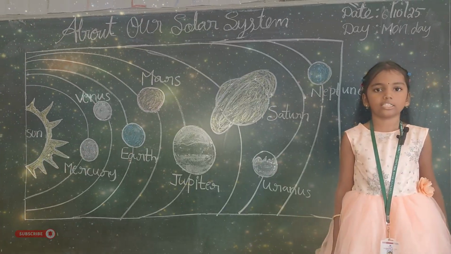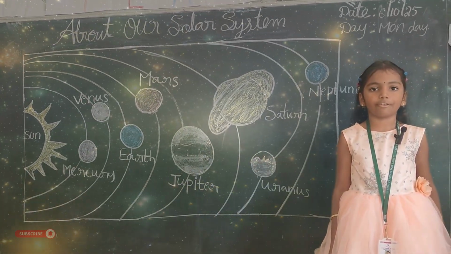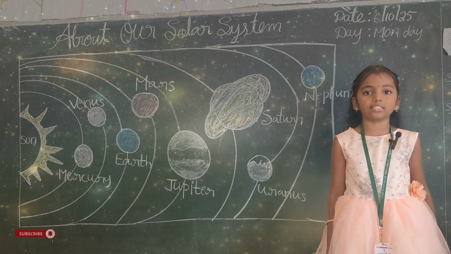Introduction of our solar system. The solar system consists of a central star, planets, satellites, etc.